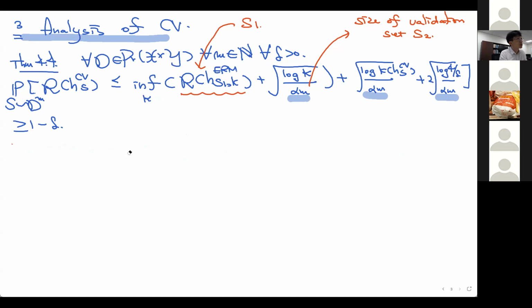Okay, the question now becomes how we can prove this theorem. The key part of proving this theorem is proposition 4.3, which gives us a uniform bound on the ERM solution.